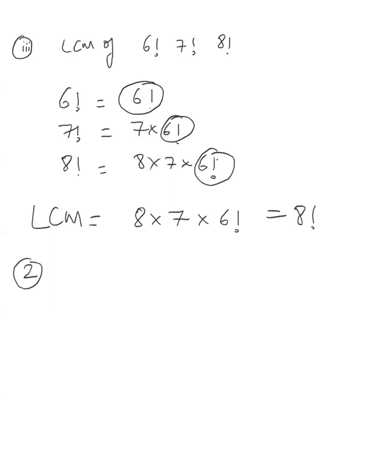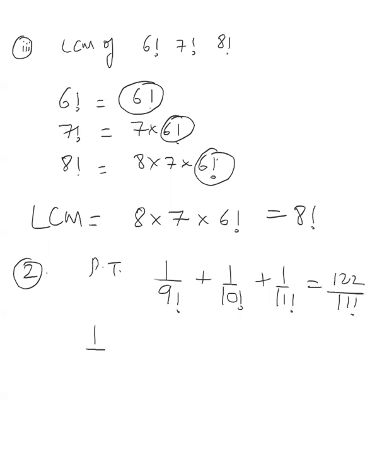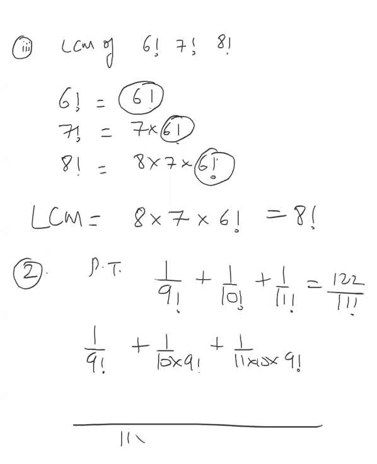Now you see question number 2. Prove that 1 upon 9 factorial plus 1 upon 10 factorial plus 1 upon 11 factorial is equal to 122 by 11 factorial. This also you can solve by yourself. Simply you write it as, always use a strategy. Okay, it's a strategy. Understanding now?